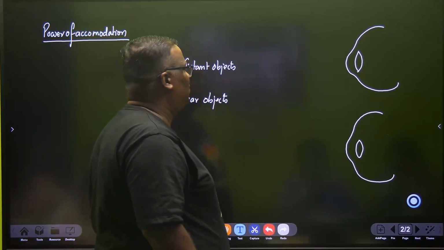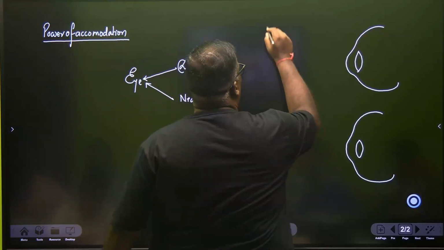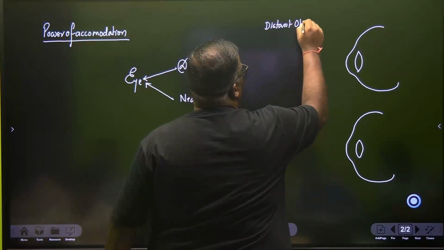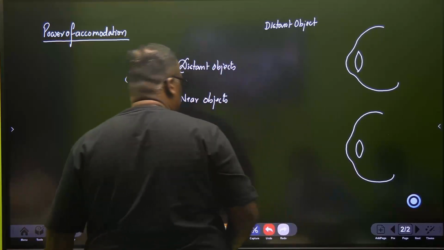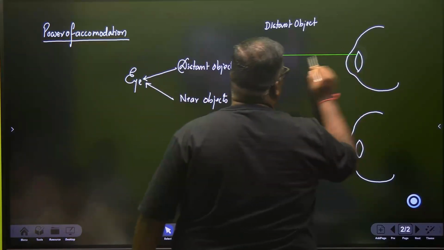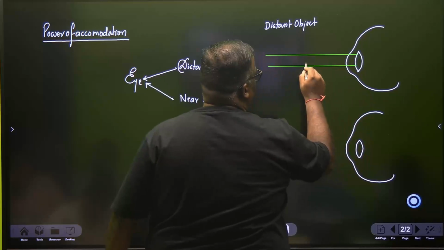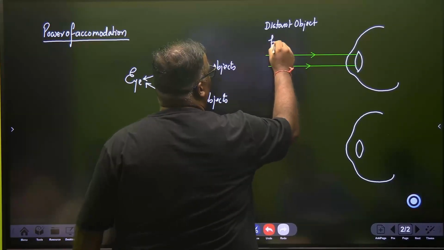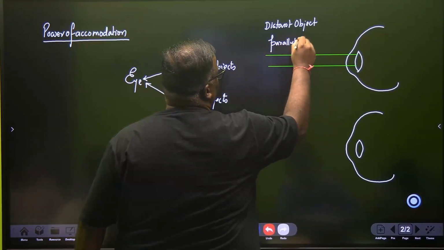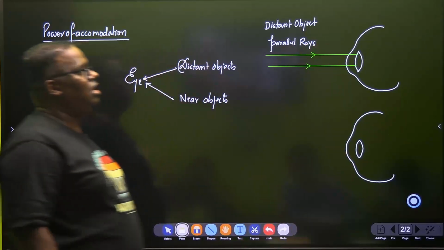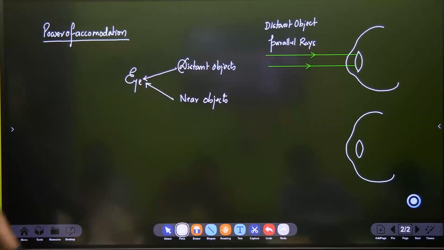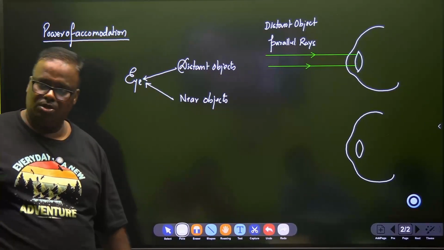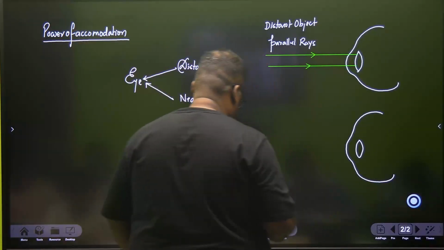Okay, so let's say the concept of distant objects. Distant means far off. If you have a distant object, then the rays coming from that object are taken to be parallel rays. This is the optics of this. Distant object means you will have parallel rays. And if you are able to see that object, that means your eye is able to converge these parallel rays right onto your retina. Is this understood? Okay.